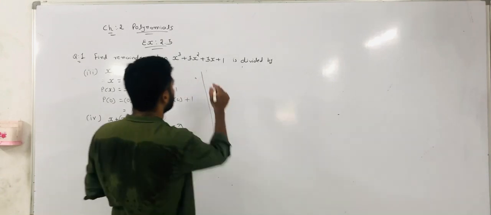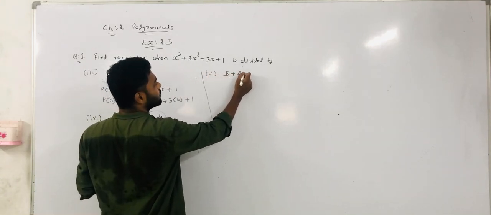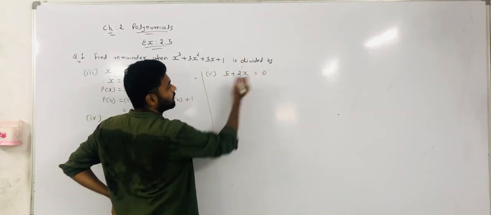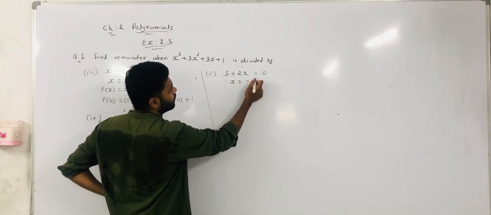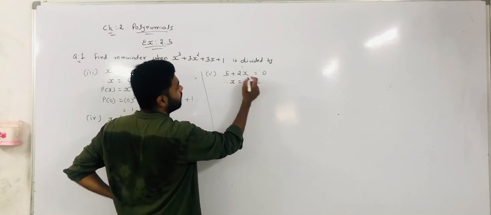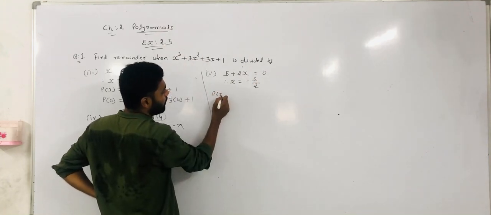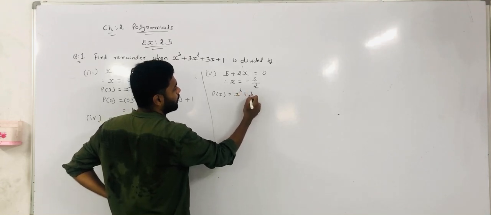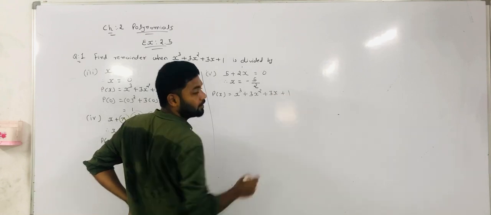And fifth one, you are given 5 plus 2x. Same, compare 5 plus 2x equal to 0. So from this you will get x equal to minus 5 by 2. The same p of x equals x cube plus 3x square plus 3x plus 1.